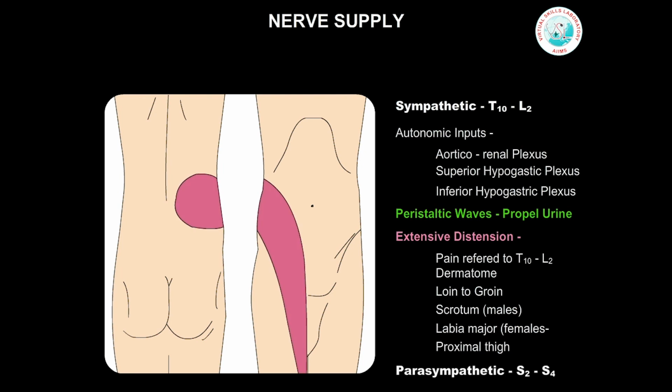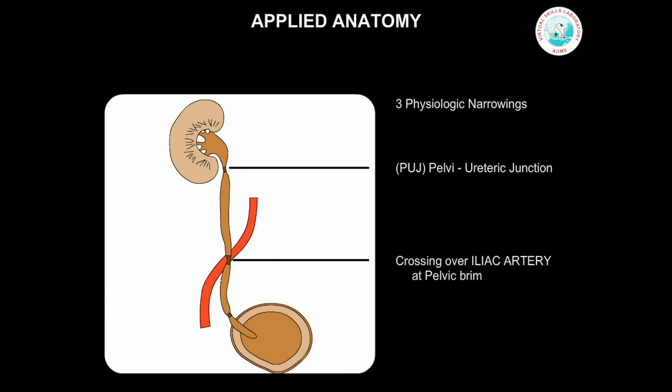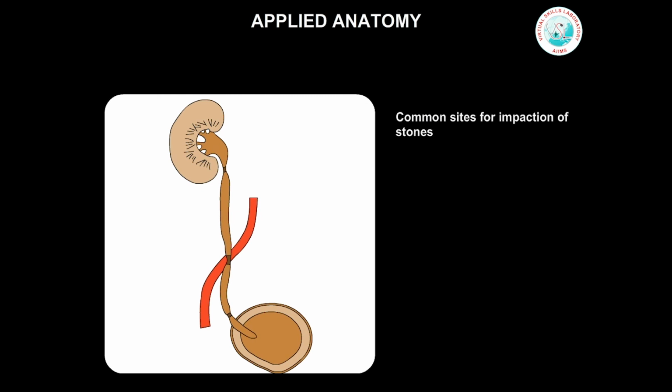Parasympathetic supply is derived from S2 to S4 segments. The ureter has three physiologic narrowings. Number 1, the pelviureteric junction. Number 2, when it is crossing over the iliac vessels at the pelvic brim. And number 3, at the ureterovesical junction. These are the common sites for impaction of stones. Moreover, these narrowings may also limit retrograde instrumentation.